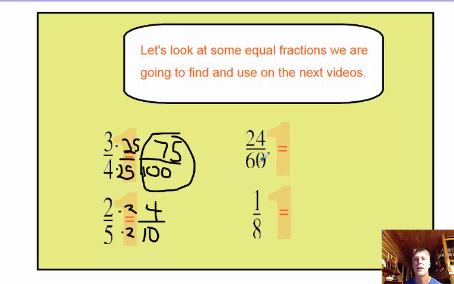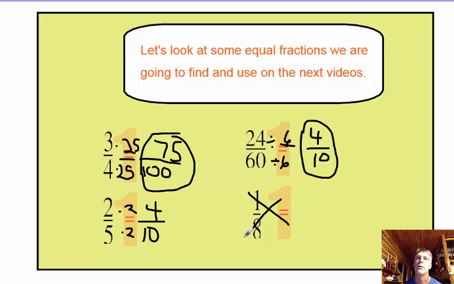How about 24 over 60? Well, does 60 go to 10? Yeah, just like the next one. Sometimes I can divide instead of multiplying. So if I divide by 6 and divide by 6, I can bring it down to 10, and 24 divided by 6 is 4/10. That's as far as we want to go. We want to just get it to 100 or get it to 10. Now, does 8 go to 10? No. Does 8 go 100? No. So sometimes this doesn't work for all fractions.